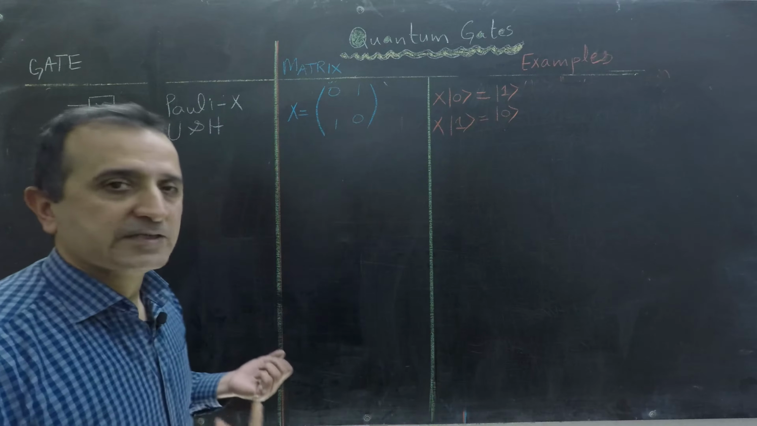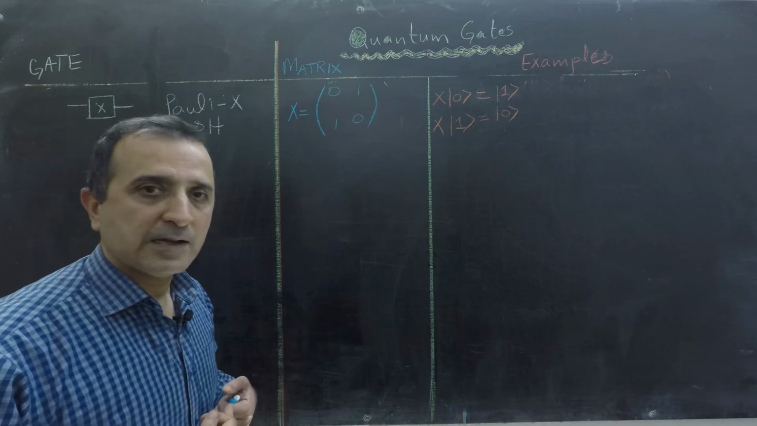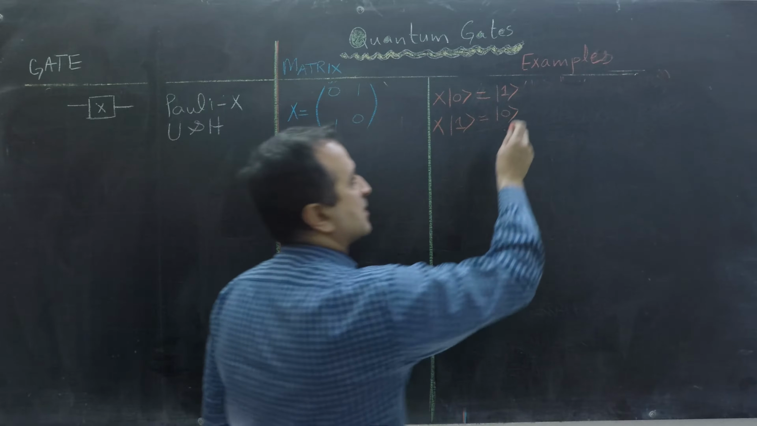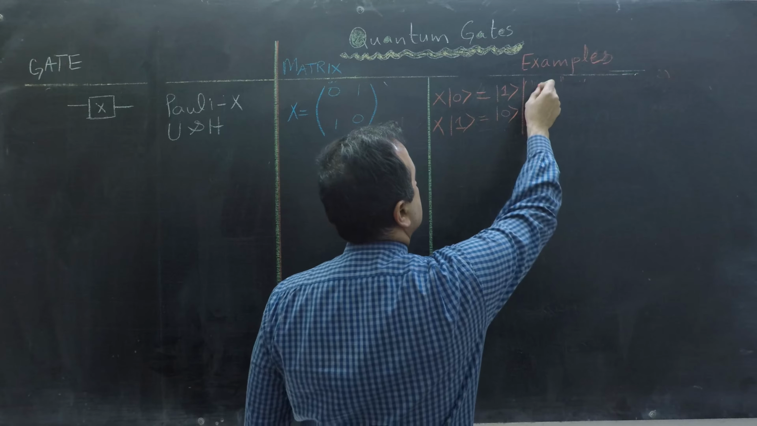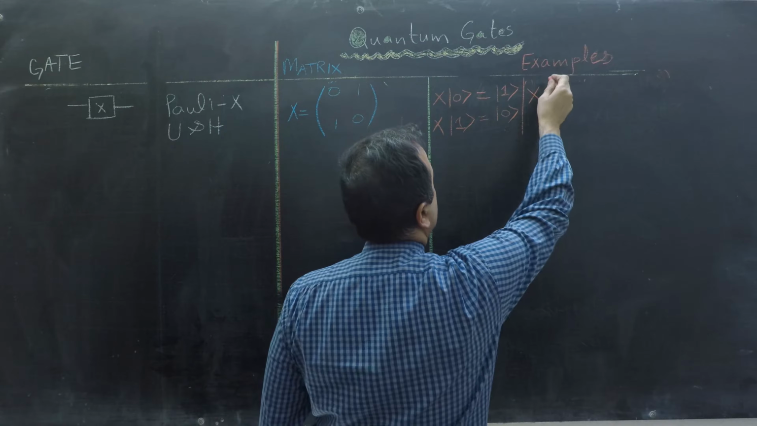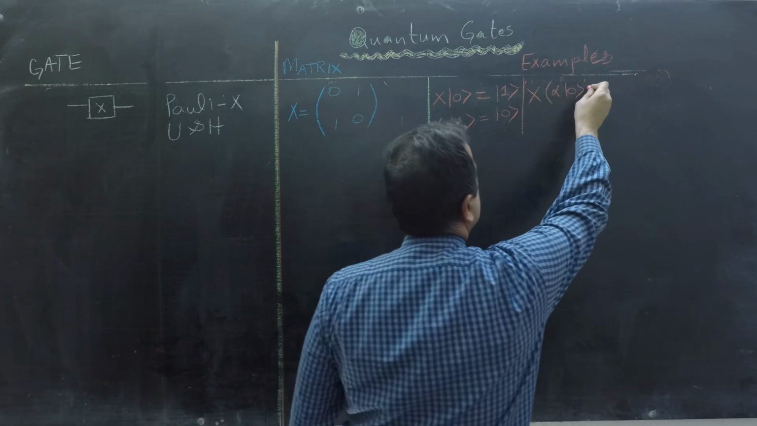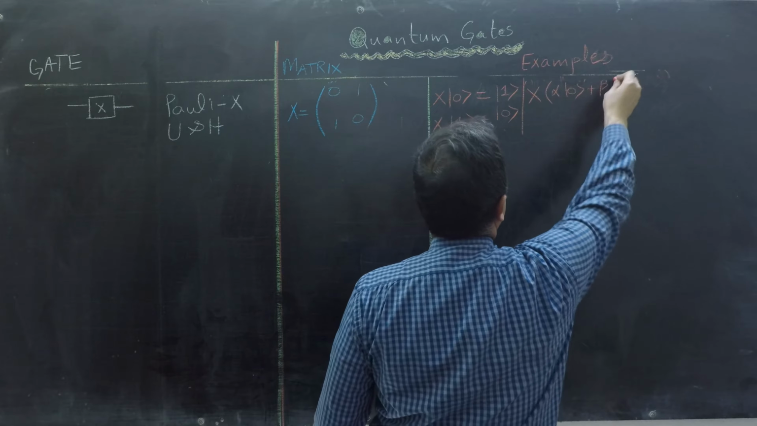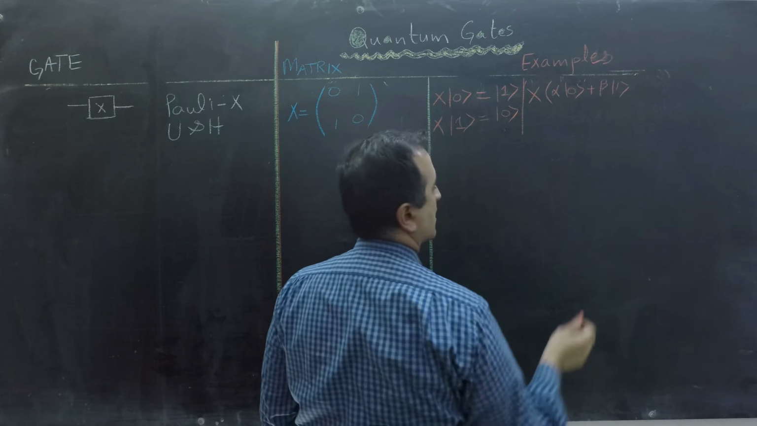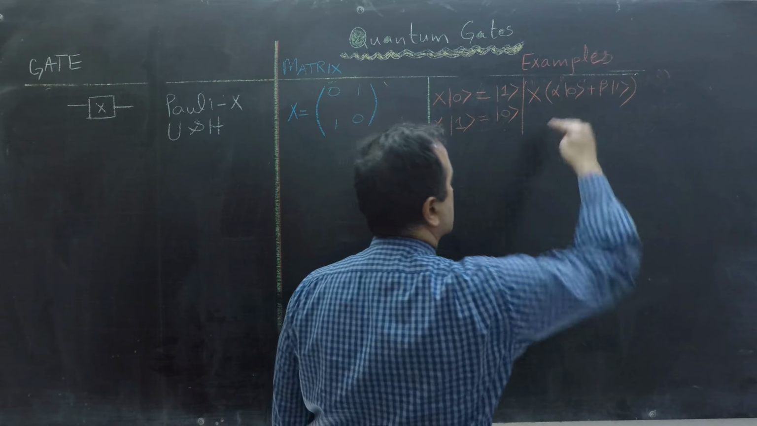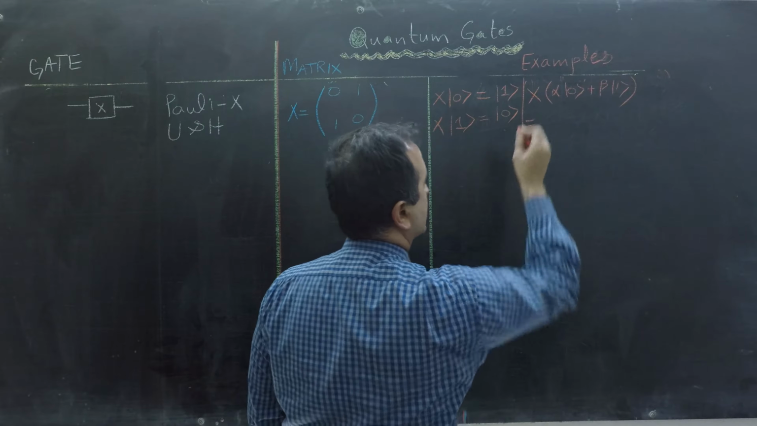I think a more interesting case is that I apply the X gate on a superposition. Let's say I apply the X gate on a superposition of alpha ket 0 plus beta ket 1, where alpha and beta are complex numbers and they normalize this vector. So how to find our answer?